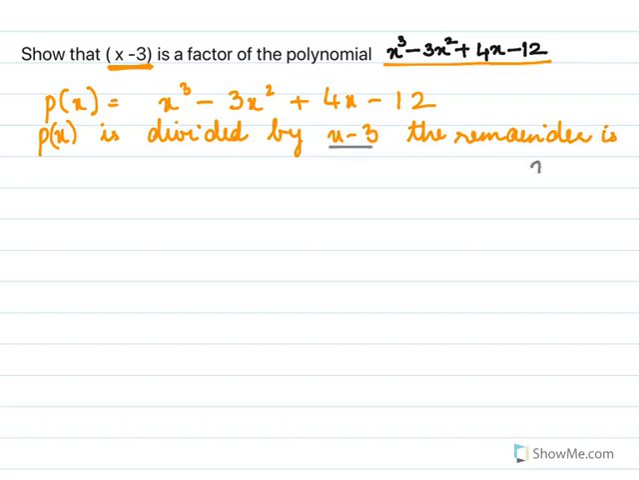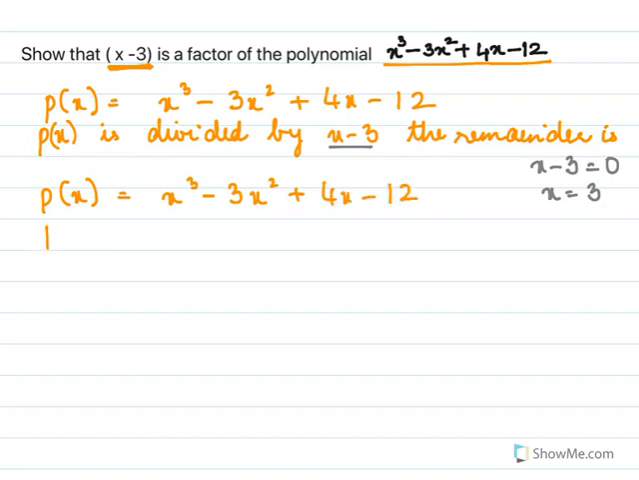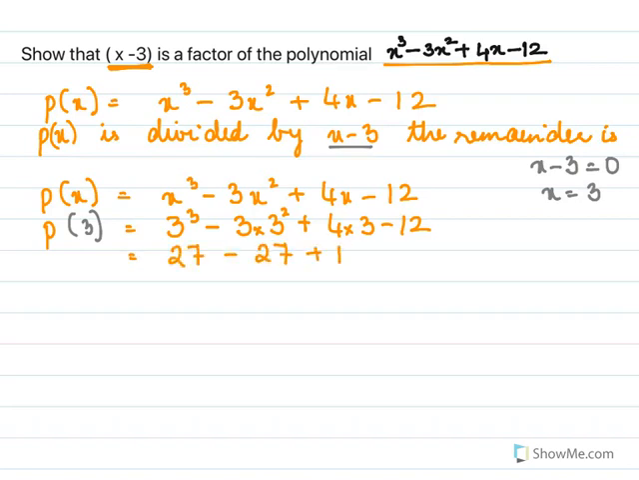How do we find the remainder? We do x minus 3 equal to 0, x equal to 3. So we have p of x equal to x cube minus 3x square plus 4x minus 12. We do p of 3 here, equal to 3 cube. Wherever there is x, I put 3. Minus 3 into 9 plus 4 into 3 minus 12. So this is 27 minus 27 plus 12 minus 12. So this cancels out. So p of 3 equal to 0.